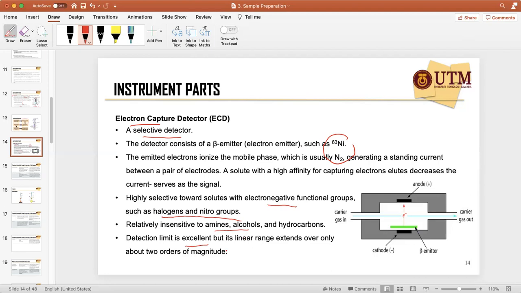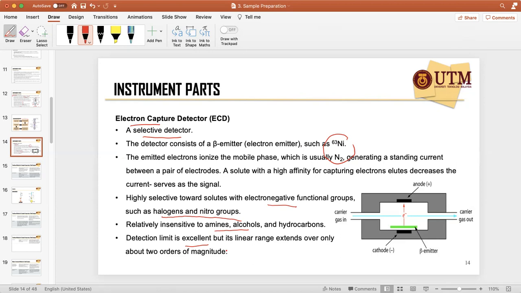So now what we are hoping is that you would be able to differentiate between these two, FID and ECD, and what are the samples that can be analyzed? What are the analytes that can be used with this detector? And how does this detector work? It is as simple as how you explain. Macam tu, okay, ECD macam mana ia terjadi? Okay, dengan adanya beta emitter dan dengan adanya nitrogen gas, apa beta emitter itu buat pada nitrogen gas? Beta emitter itu akan ionize nitrogen gas, akan create all of these free electrons. So all of these free electrons will be captured by your analytes, which in this case are halogens and nitro groups. Why? Because halogen and nitro groups have electronegative functional groups.